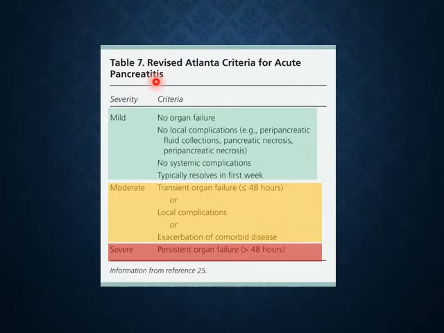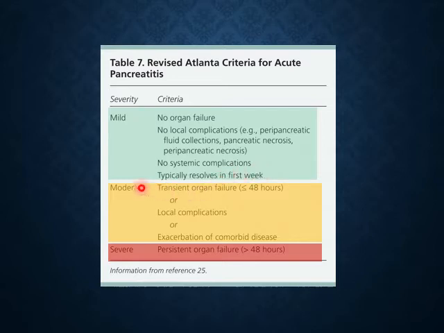This table is the revised Atlanta criteria for acute pancreatitis, which I find easy and convenient for classification between mild, moderate, and severe pancreatitis. With mild pancreatitis, there's no organ failure. There are no local complications such as pancreatic fluid collections or pancreatic necrosis, and there are no systemic complications. Such cases typically resolve within the first week, in a couple of days.